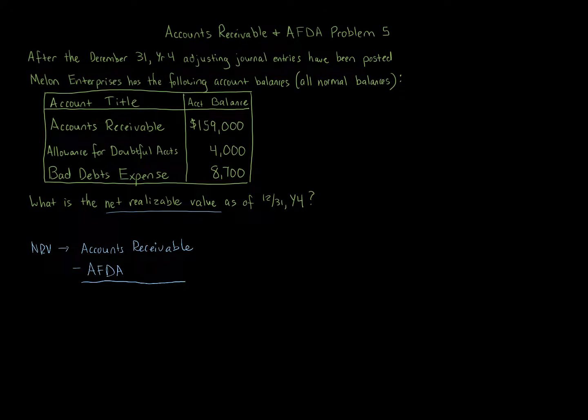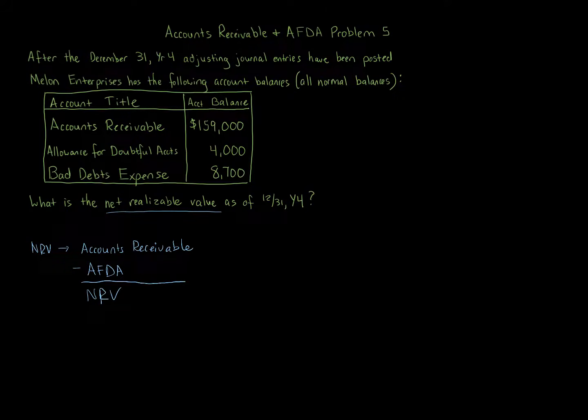Remember, allowance for doubtful accounts is an allowance account that we set up in order to take into account the allowance method, which is required under GAAP. And the idea is that we know that businesses, not all their customers are going to pay off what they owe the business. So we estimate that through the allowance account. So what is the net realizable value here?